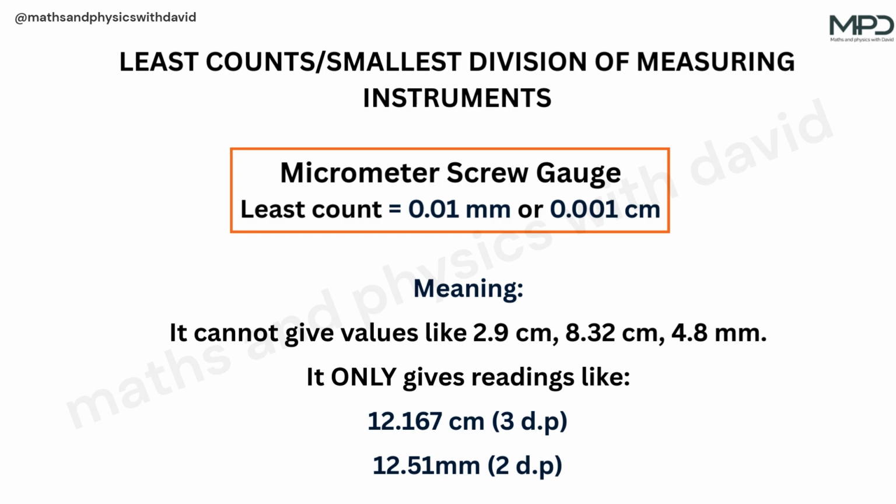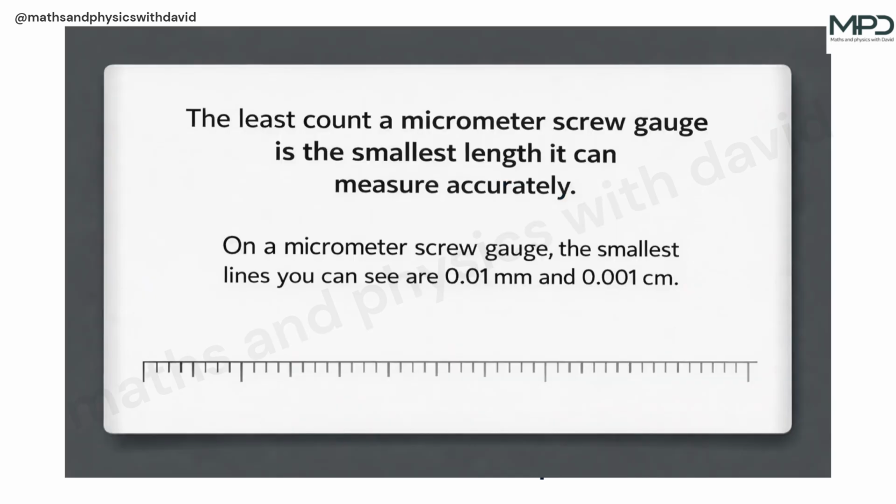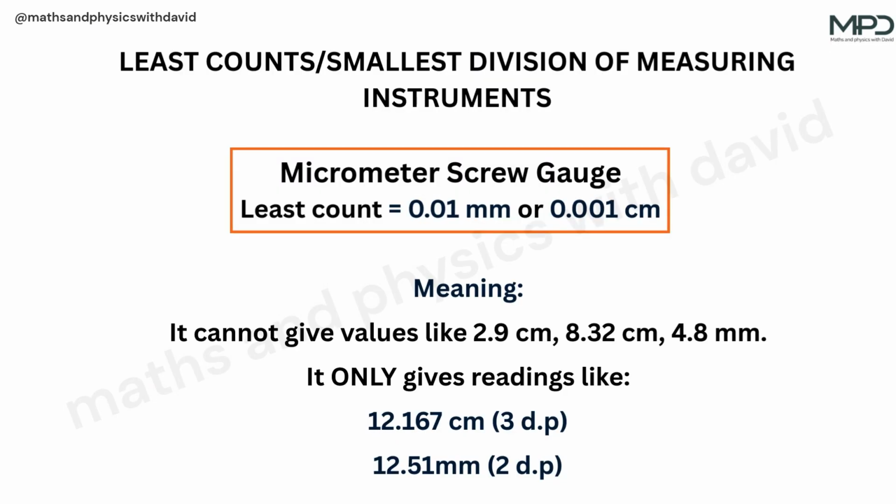For micrometer screw gauge, the least count of a micrometer screw gauge is the smallest length it can measure accurately. It means that the smallest lines you can see on a micrometer screw gauge are 0.01 millimeters and 0.001 centimeters. Therefore, a micrometer screw gauge can only give reading up to 2 decimal places in millimeter and 3 decimal places in centimeter.